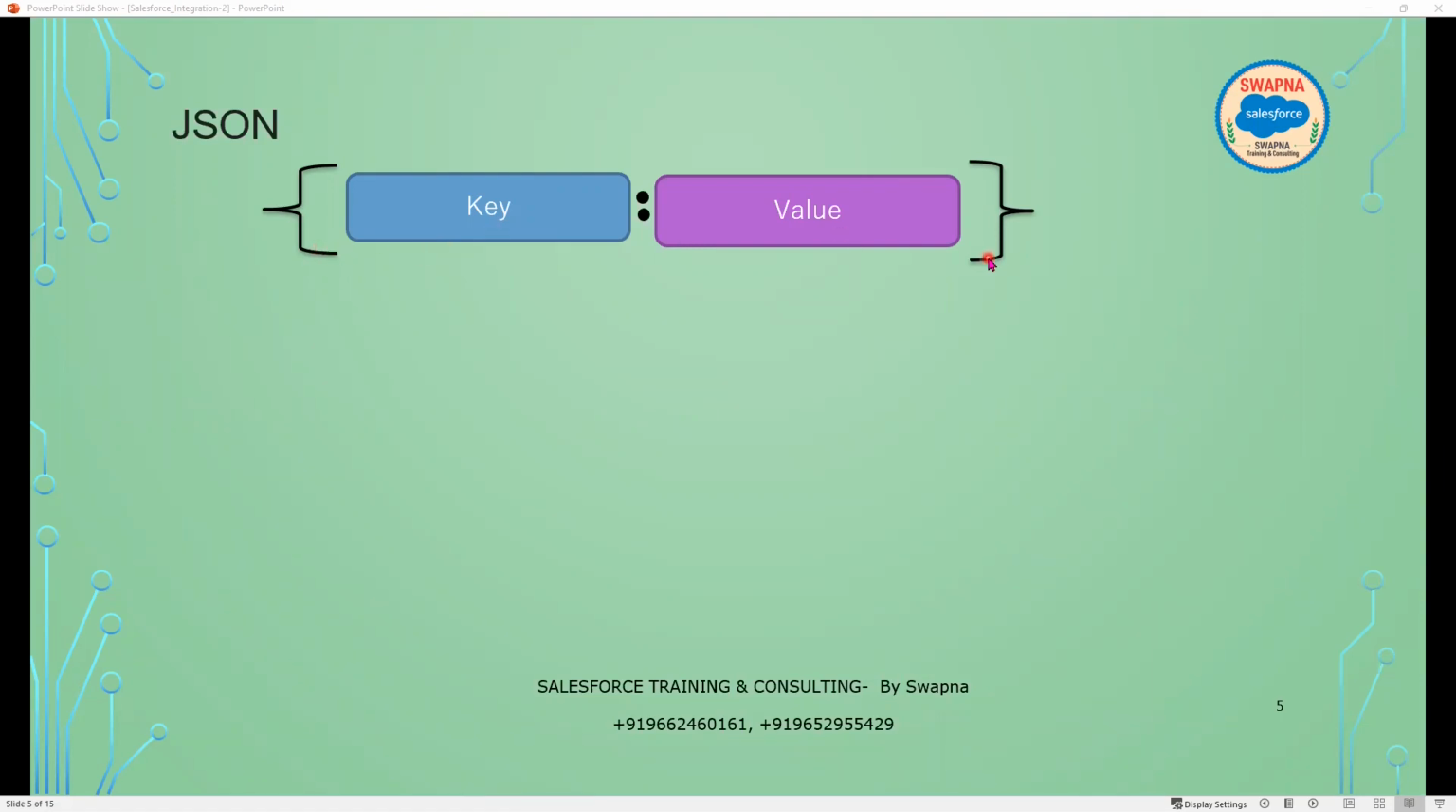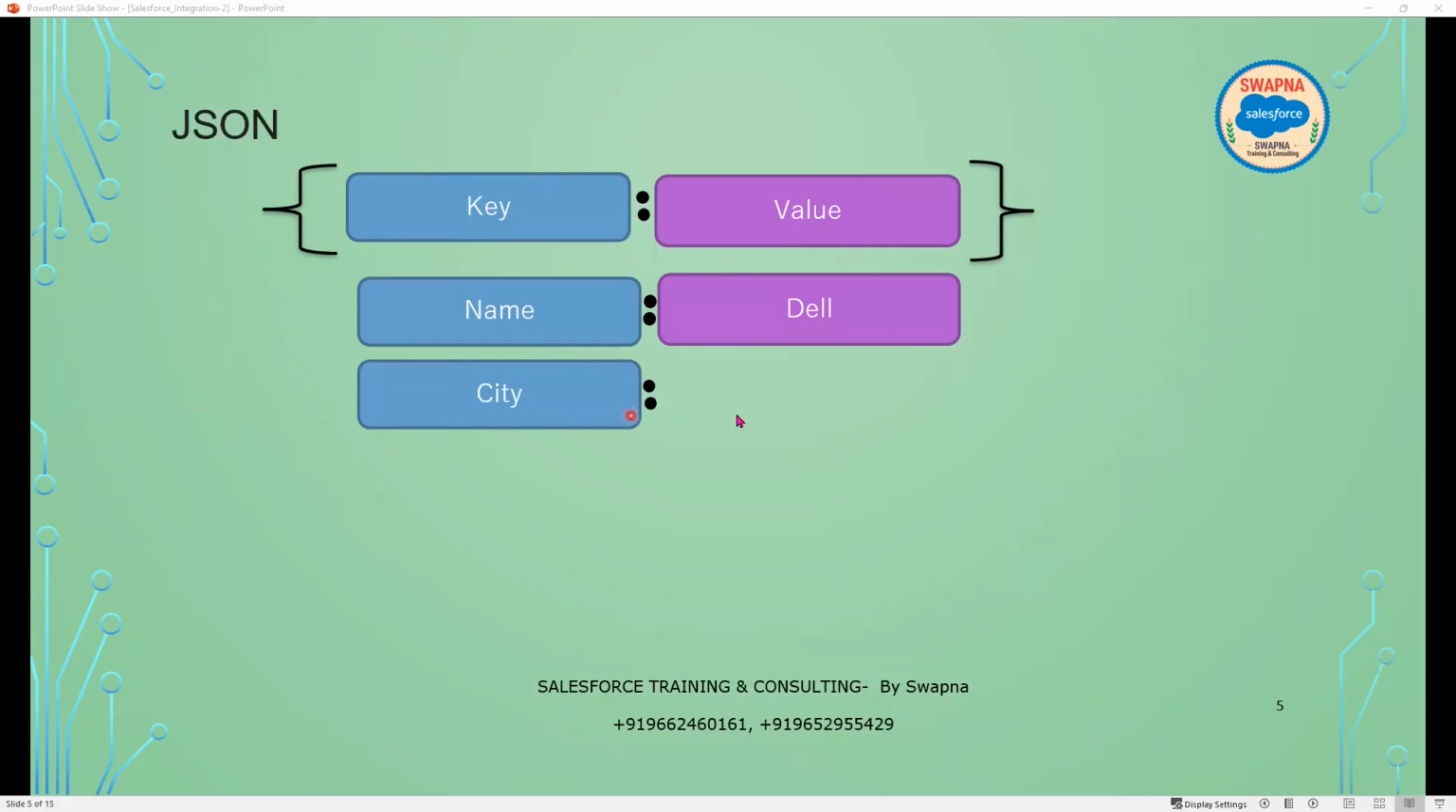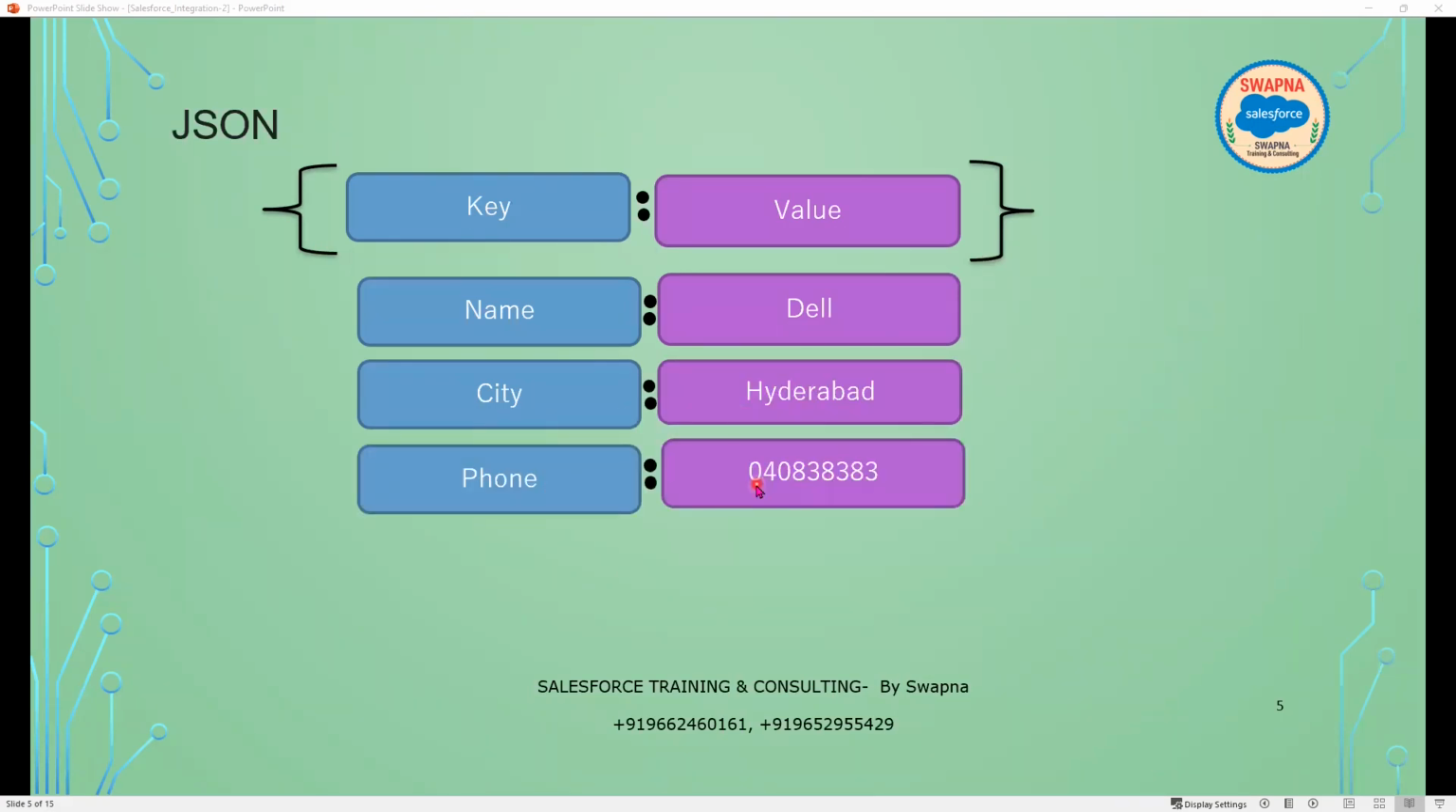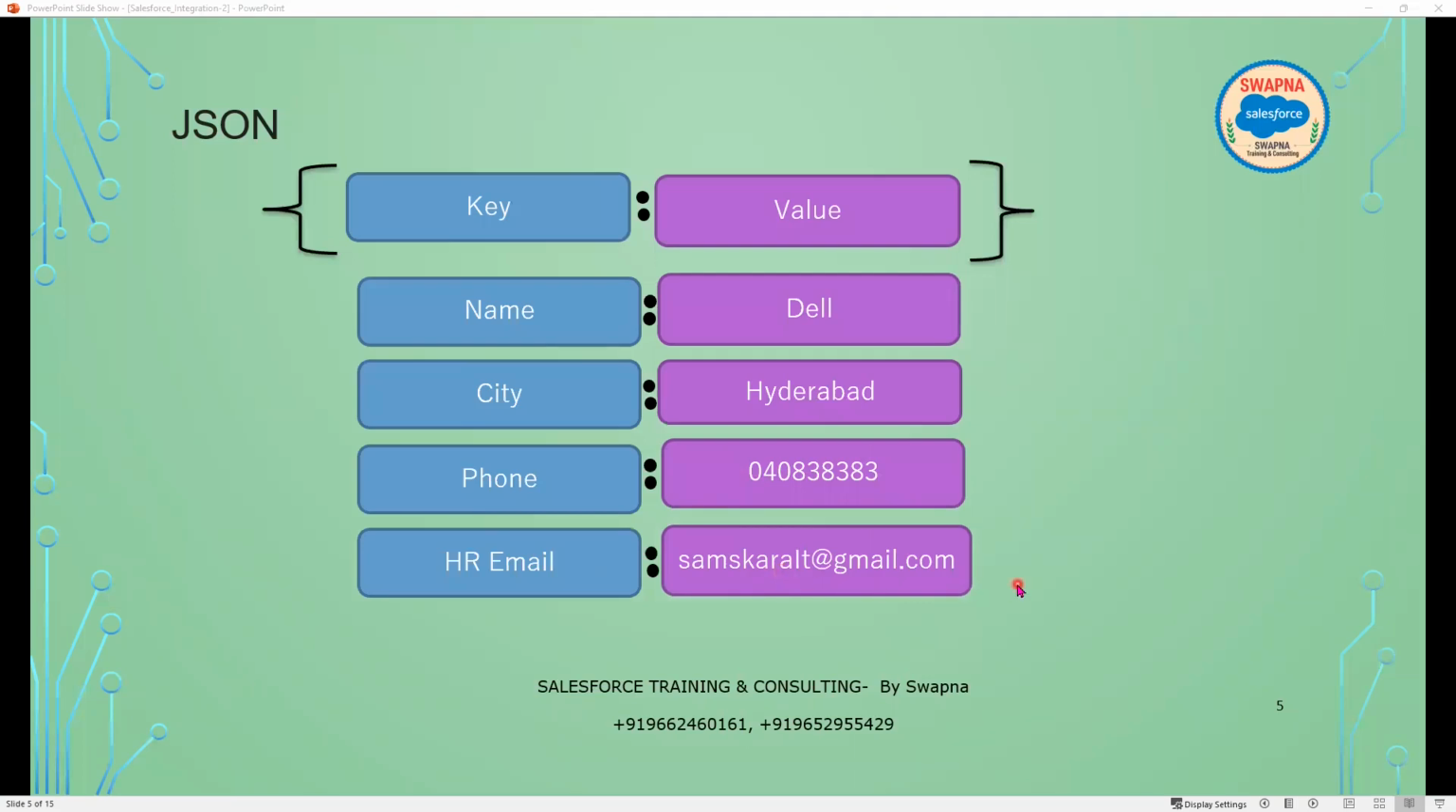This is the syntax. For an example, the key is name, colon, then I have Dell. Name, colon, Dell, in double quotes. City, colon, Hyderabad. Phone, colon, and the phone number. Phone number in Salesforce is a text format, so usually we put the phone number also into double quotes. It is a number, but Salesforce always stores the phone number in text format. And then we have an HR email, which is samskar IT.